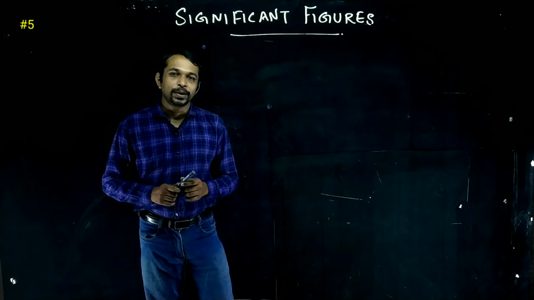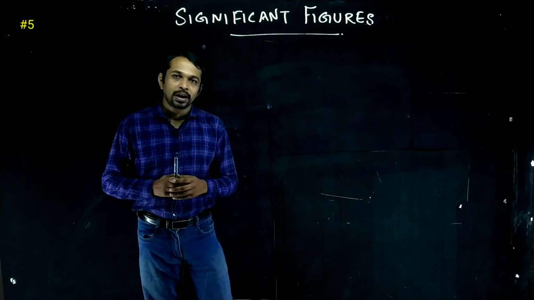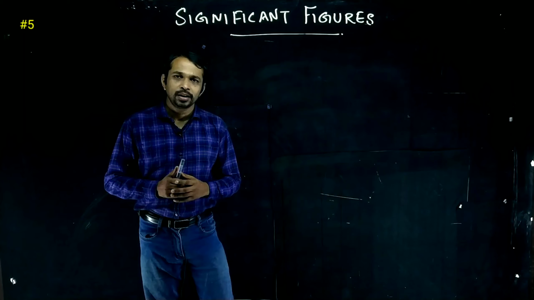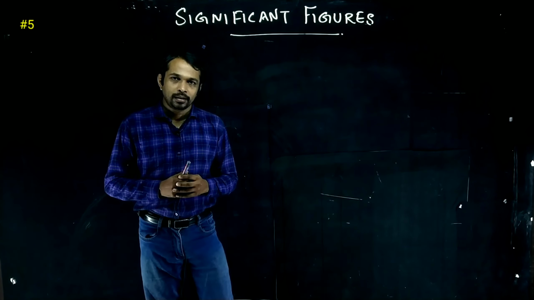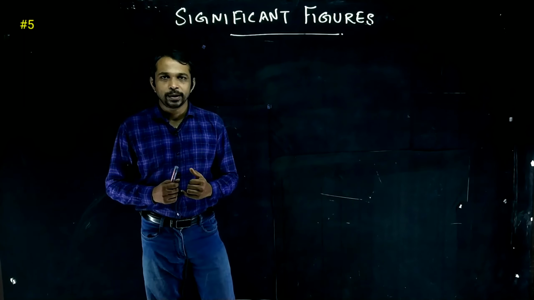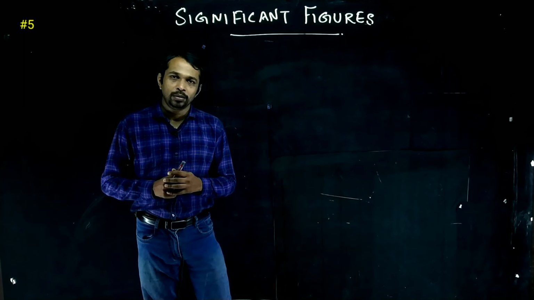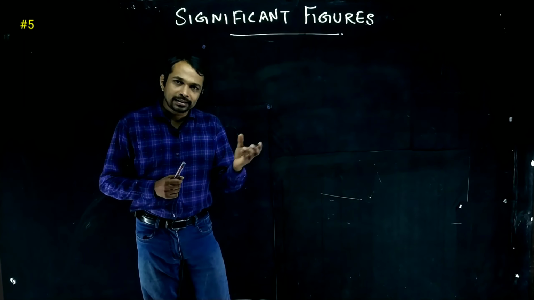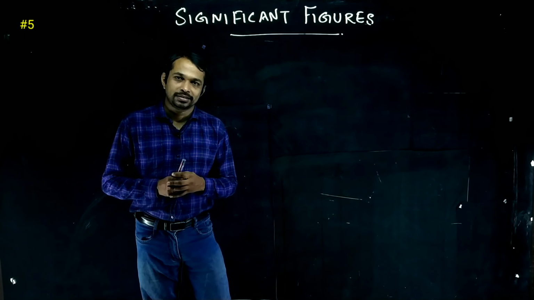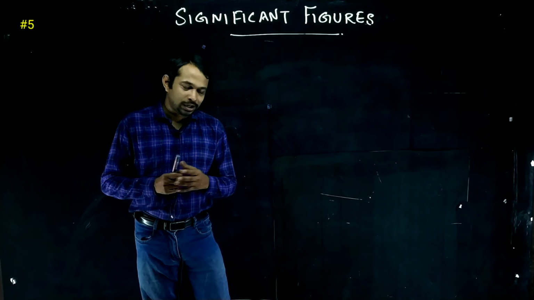So, in the last video, we were discussing how to determine the number of significant figures in a number using a set of rules, right? And I hope that is clear to you. And in this video, we are discussing the rules regarding these significant figures when you are doing arithmetic calculations. Okay, so shall we start?